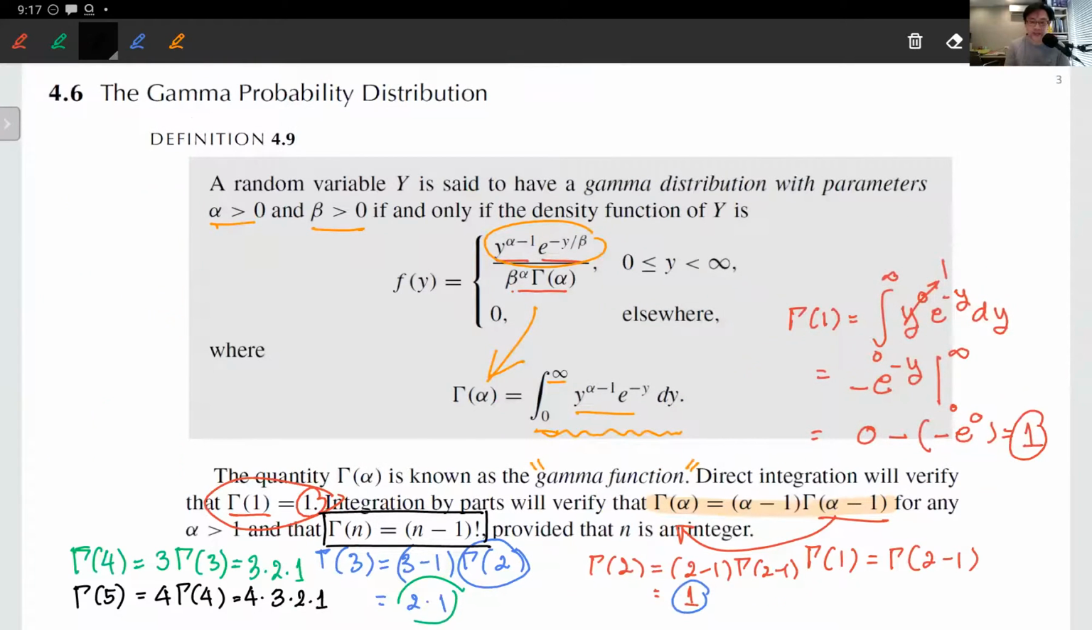All right. So that's good. That is something that gives you an overview of what the gamma function is. All right. And what are we going to do next? We haven't talked about the distribution just yet. So let's keep going. All right, there we go.